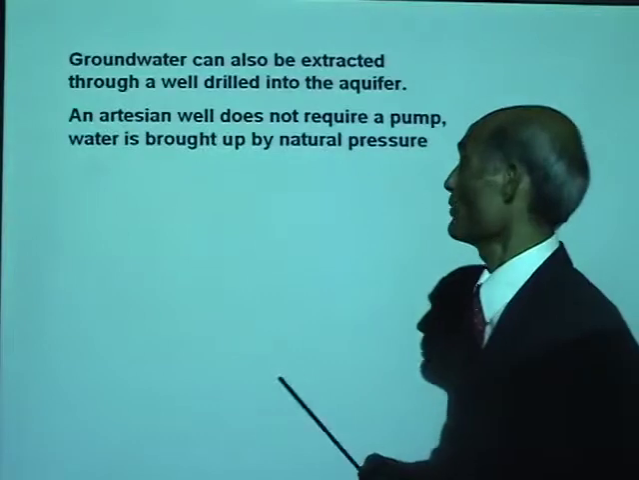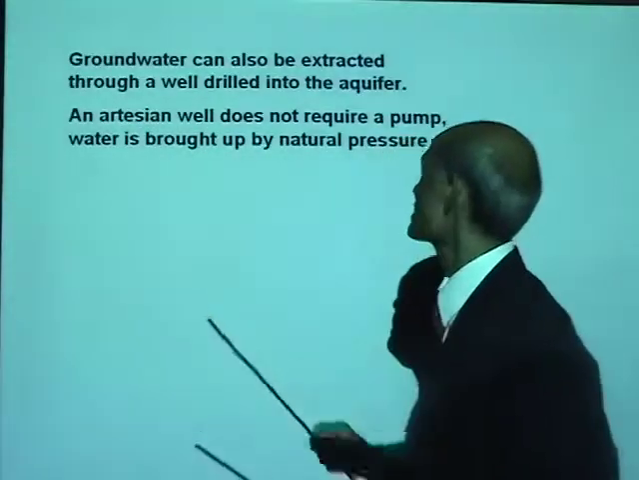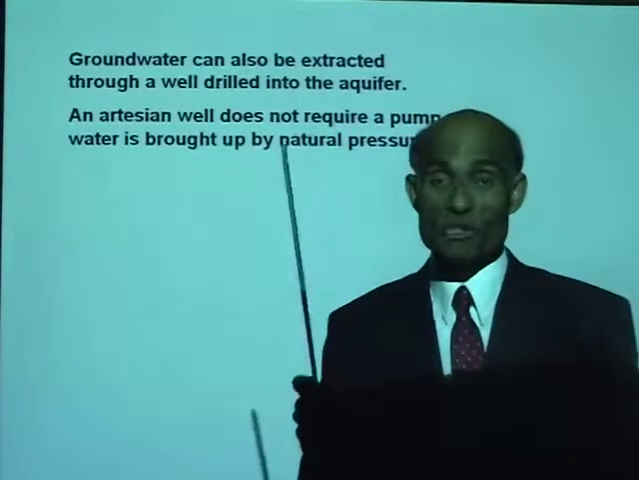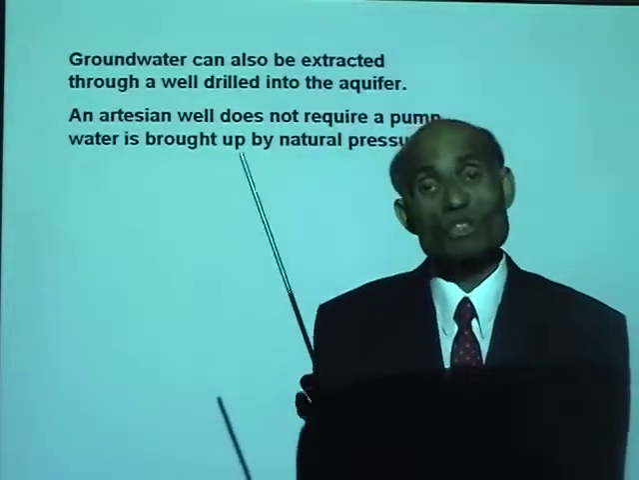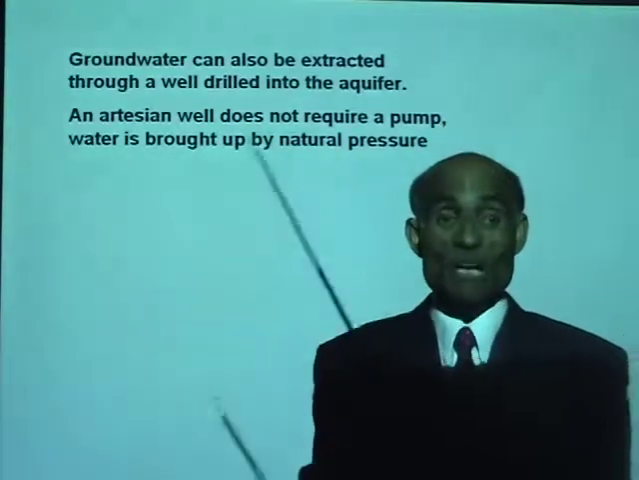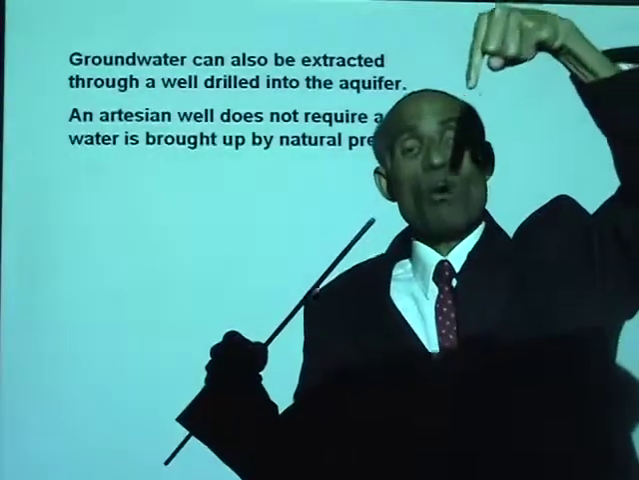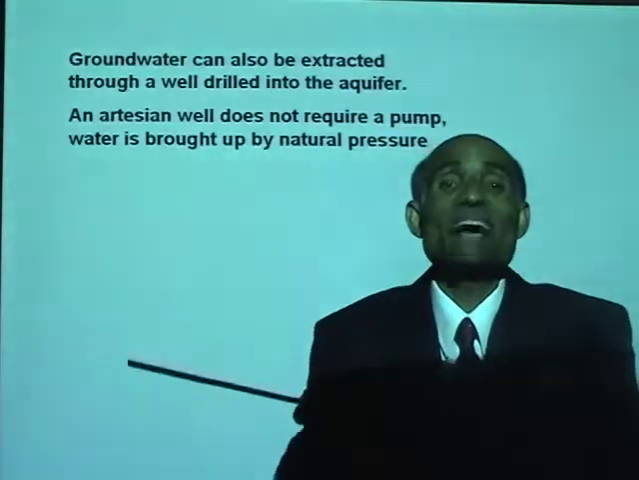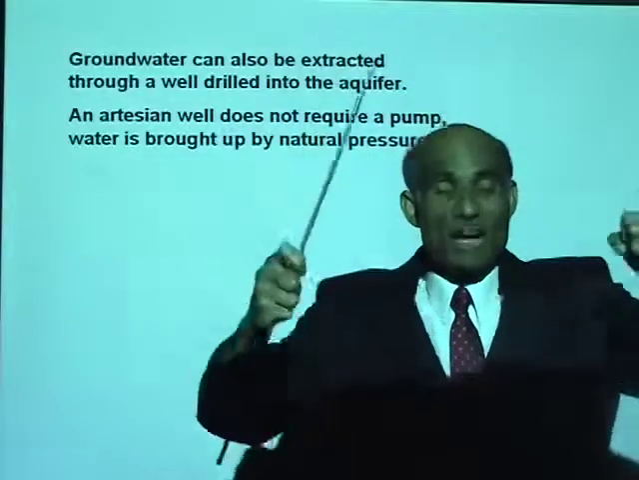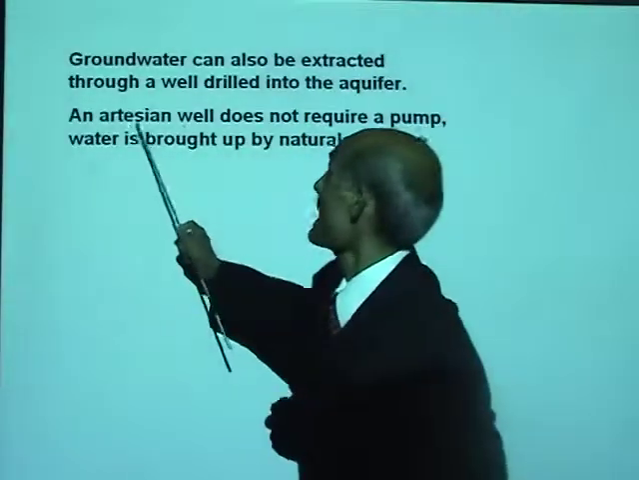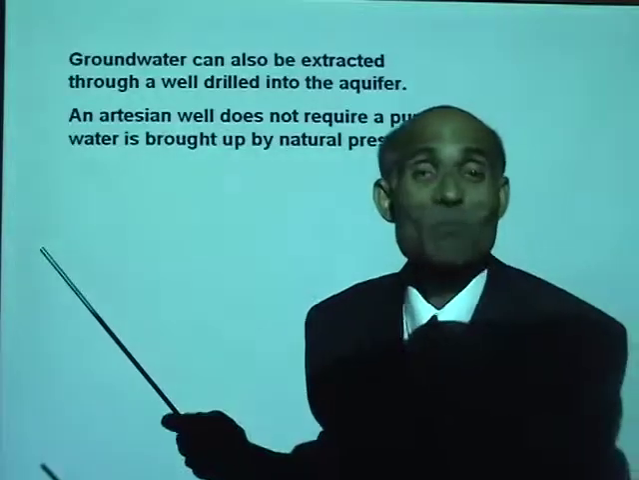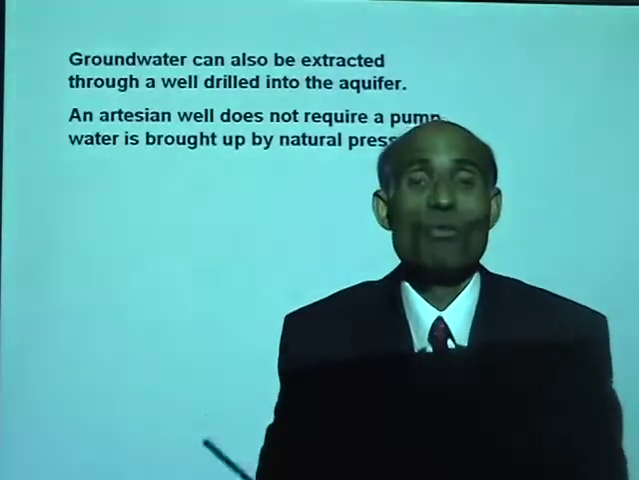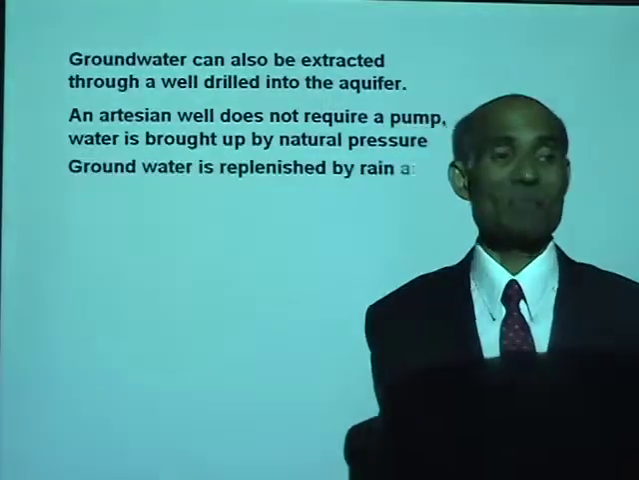from these aquifers. An artesian well does not require a pump. What is an artesian well? Underground, sometimes these waters are subjected to great pressure. So if you dig a hole or put a pipe through from the surface, the water will naturally come up due to that high pressure. That is called an artesian well. You don't need any pump. You need only drill a hole and put a pipe in there. Water will automatically come up.